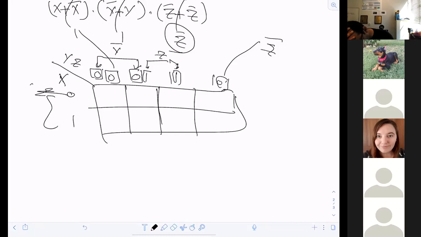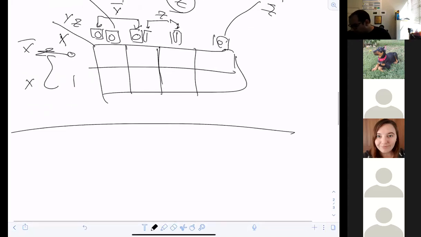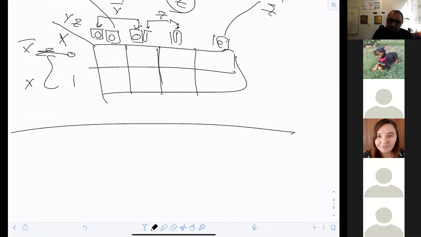This is X complement and this is X, and so on. You know what I mean? Yeah, I got it. Okay. Anyway, how can you actually remove any confusion? Practice. How can you remove confusion? Practice. This is my only advice.